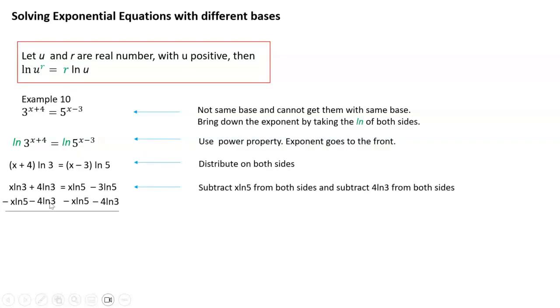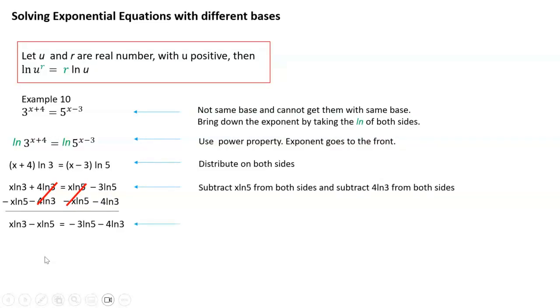This way, this will give us 0 on the left and 0 on the right. 4 ln of 3 minus 4 ln of 3 will give us 0, and same thing here, but we have to add x ln of 3 minus x ln of 5. We cannot combine them. Why? Because they're not like terms. Same thing on the right. We cannot combine these because they're not like terms.